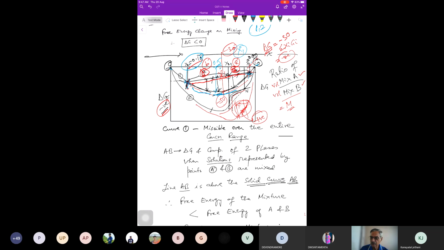Any questions, doubts on this? Just by looking at the curve, you can say whether it will be stable or unstable, because based on the properties of the curve, delta G is going to be negative in one case and positive in another case.